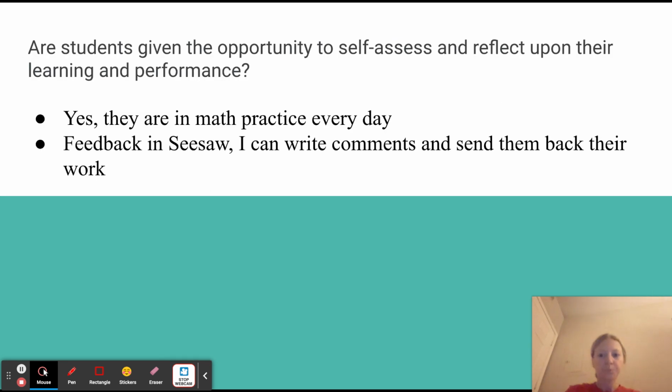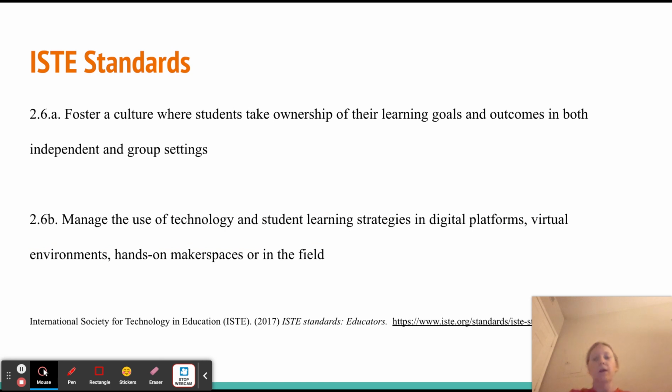I really get to see that hands-on approach and dive in and enrich and ask more questions to really see that why. And then the fourth question is, are students given the opportunity to self-assess and reflect upon their learning and performance? I say yes, they are, because in math practice every day, they're having to tell me the why. They're having to say, "Oh, why is this?" or explain this to me. And I'm able to give them feedback in Seesaw, that math app where they turn in their assignments. I can write comments to them and send back their work to make them think if they miss something, or, "Okay, you did really great with this, but think about this." Just giving them that feedback.